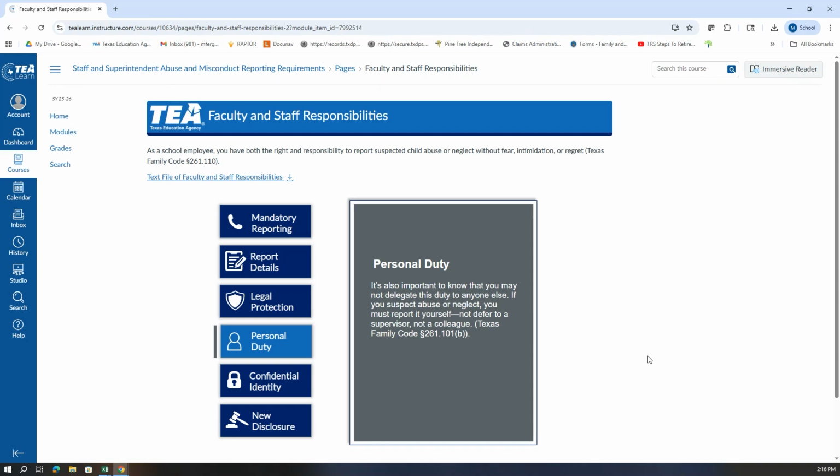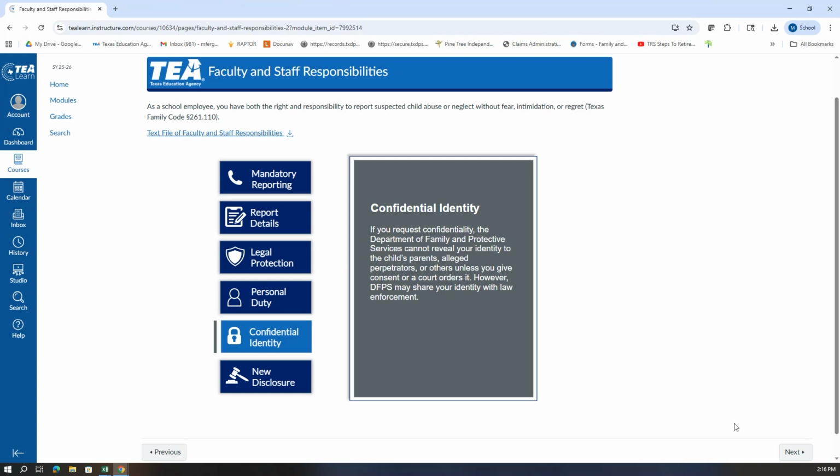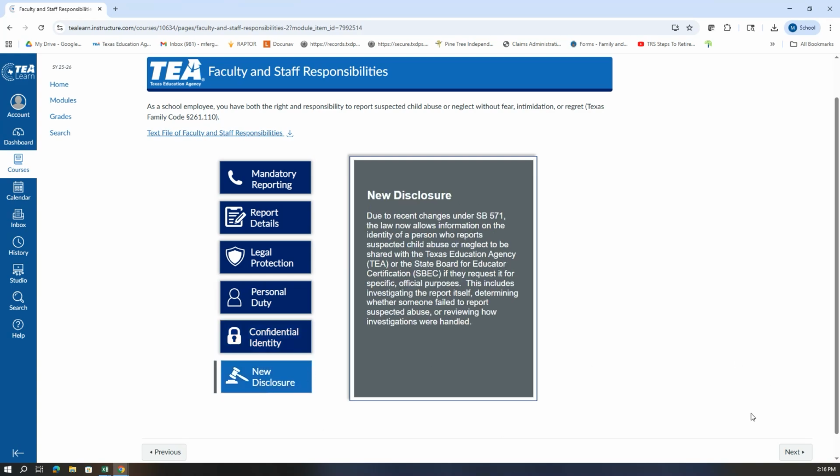Personal duty: it's also important to know that you may not delegate this duty to anyone else. If you suspect abuse or neglect, you must report it yourself, not defer it to your supervisor or colleague. If you request confidentiality, the Department of Family and Protective Services cannot reveal your identity to the child's parents, alleged perpetrators, or others unless you give consent or a court orders it. However, DFPS may share your identity with law enforcement.